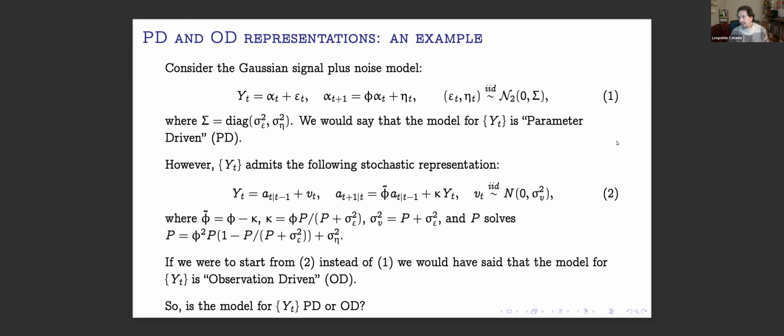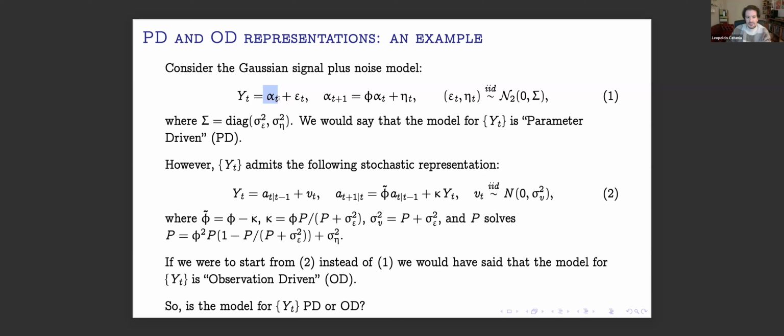Here is a very standard example. Here we have a very simple Gaussian signal plus noise model. Can you see my mouse? I guess. So we have a measurement equation and then a state equation. The state is an AR(1). And then the measurement equation is the signal contaminated by a noise.